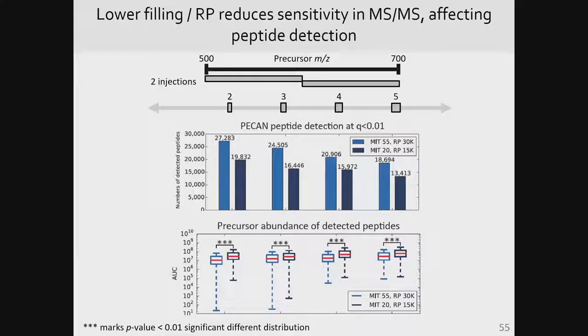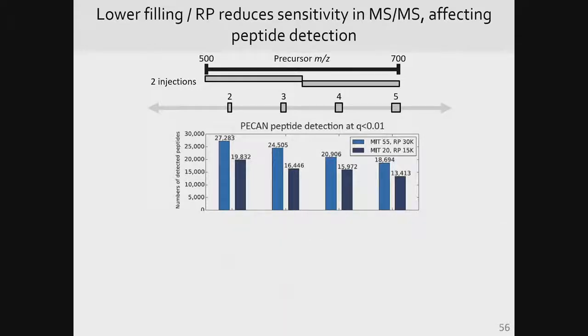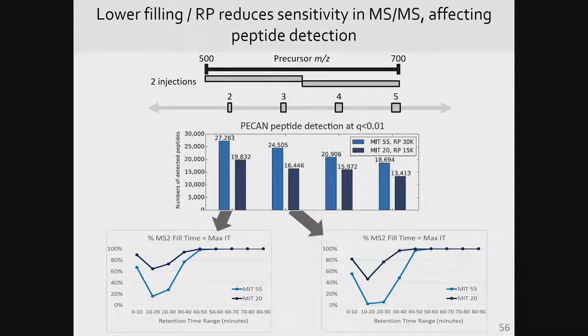The key component here is that, in general, the things that we can detect span a broader range of intensity. So we can detect lower abundance molecular species with the larger maximum inject time than we can with a small maximum inject time.